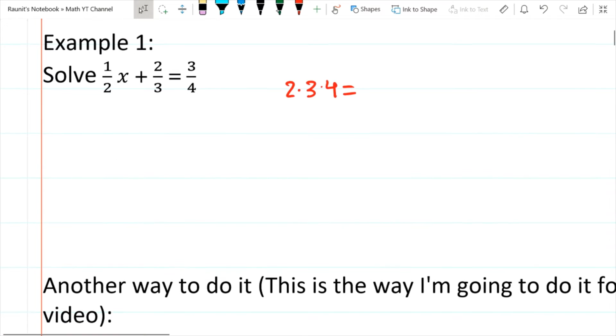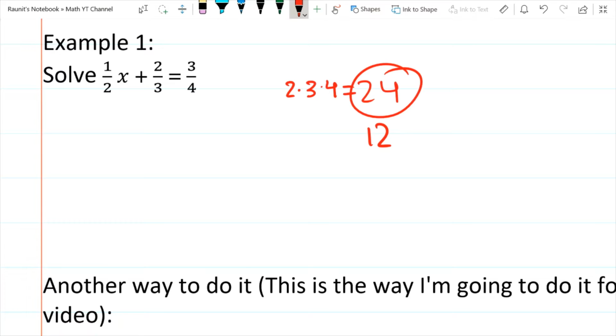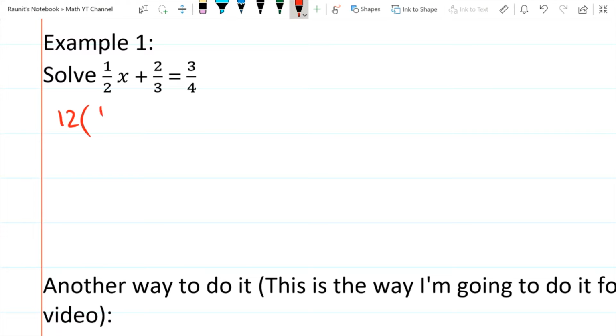So 2 times 3 times 4 is 24, right? That would be one of the multiples of 2, 3, and 4. But another one would be 12. 12 would be another multiple, and you can see that because 12 divides by 2, 3, and 4. So now what you can do is multiply by 12 on both sides. Remember, what you do to one side, you have to do to the other side as well.